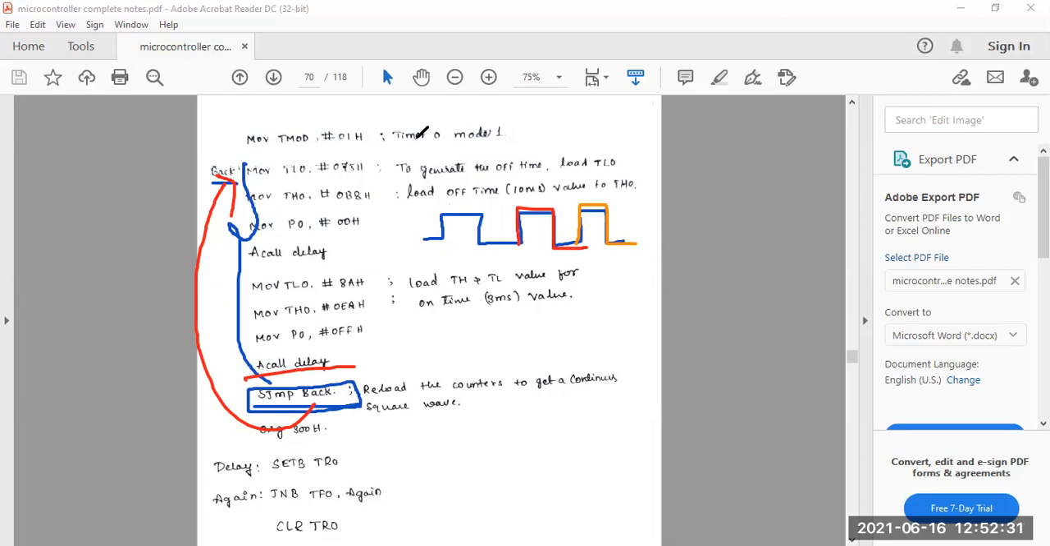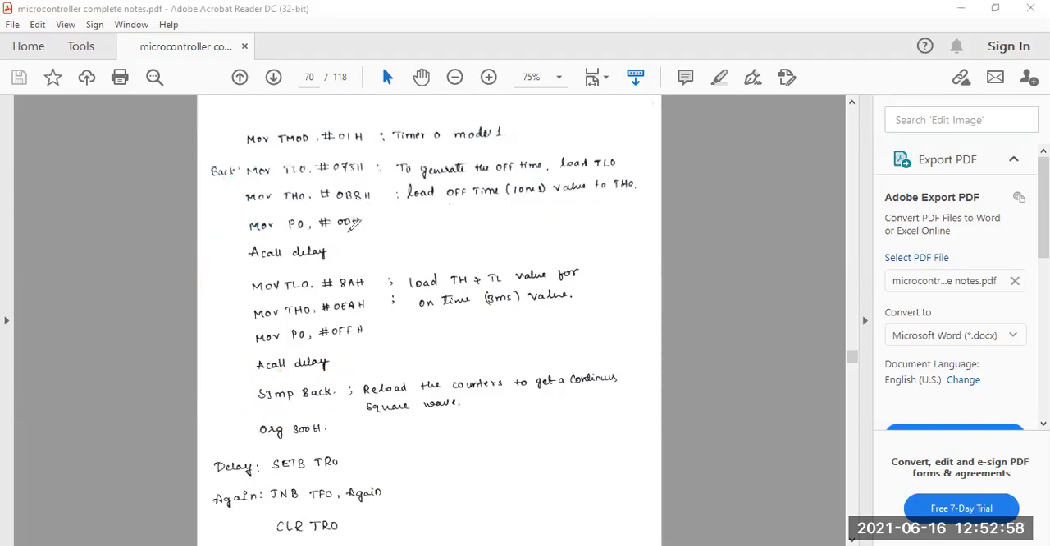This will generate 3 millisecond on time and 10 millisecond off time. If you write this program, you are going to get the off time first, and then the on time. But for what I gave previously on the whiteboard, that will generate the on time first because I loaded this value first.